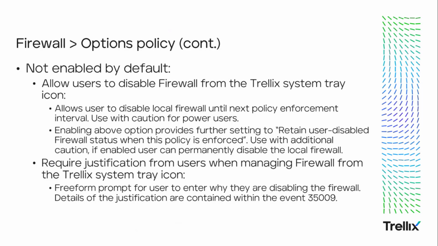Just selecting this option in isolation allows the user to disable the local firewall, but it only takes effect until the next policy enforcement interval. So typically that will be 5 minutes by default. The policy would be enforced every 5 minutes. So allowing the user to disable the firewall for 5 minutes would allow them potentially to test some application that they suspect is being blocked by the firewall.